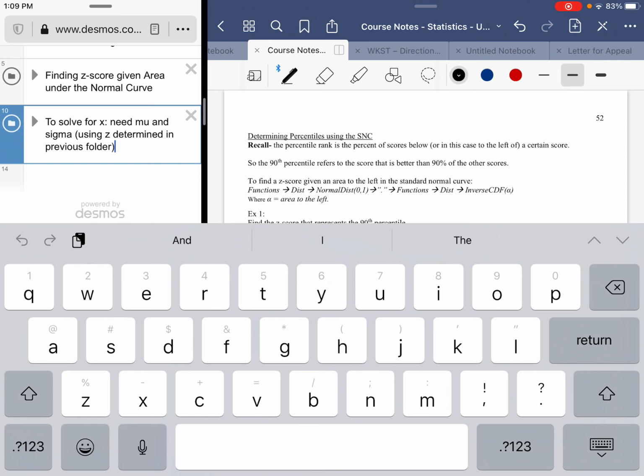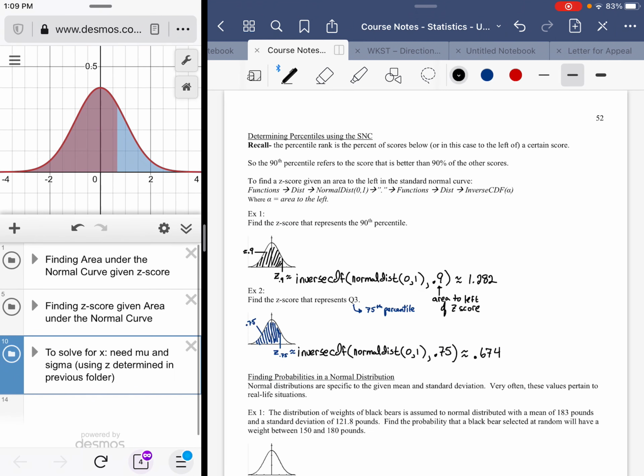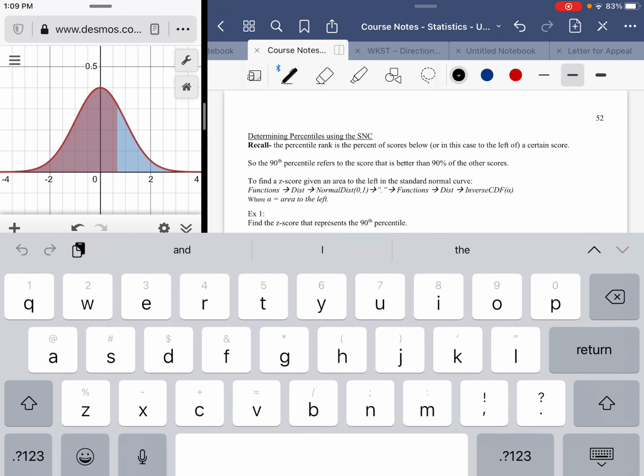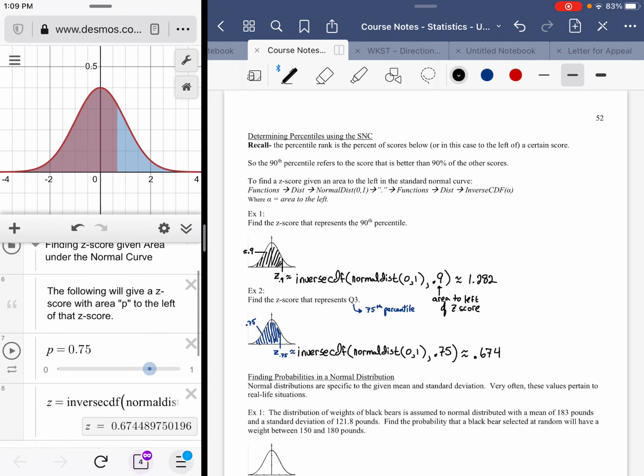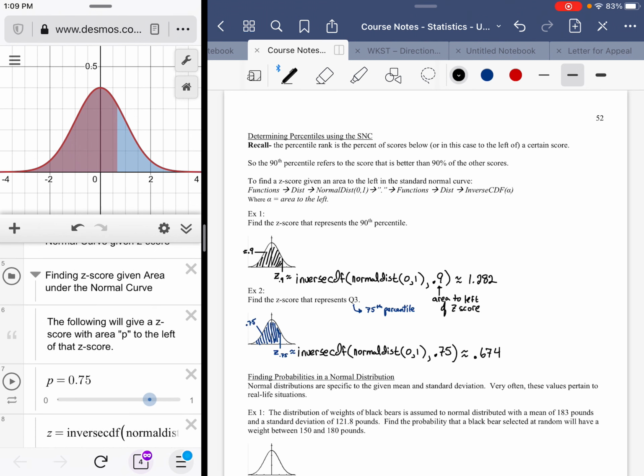All right, so I think we're pretty good shape there, but let me show you how my calculator works. I'm going to get rid of that so it's not distracting. So finding area under the normal curve given a z-score. Well, that's not what these questions are asking for. Finding z-score given area under the normal curve. Et voila.